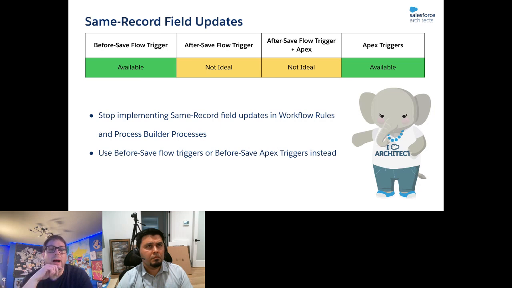So you cannot extend a before save flow trigger with Apex for invocable actions or subflows. So if you do need to do something like that, that's where going the Apex route might be a little bit better. You can pretty much do anything you want in a before save Apex trigger.